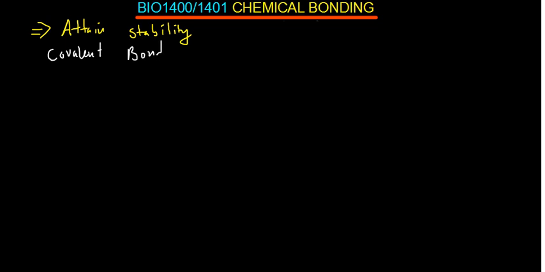Now, of course, we know that a covalent bond, yes, Casey, but what is chemical bonding? Chemical bonding is just a coming together of atoms to form a compound. Okay, thank you.